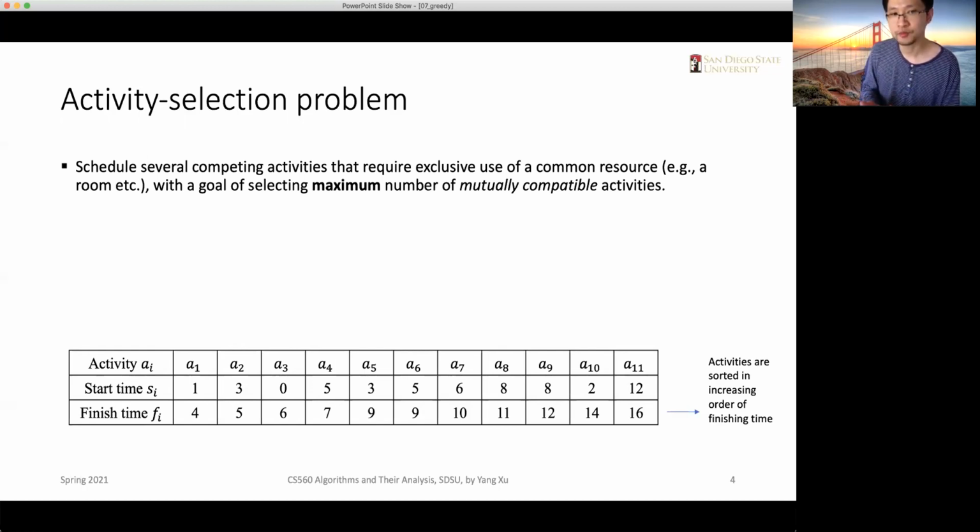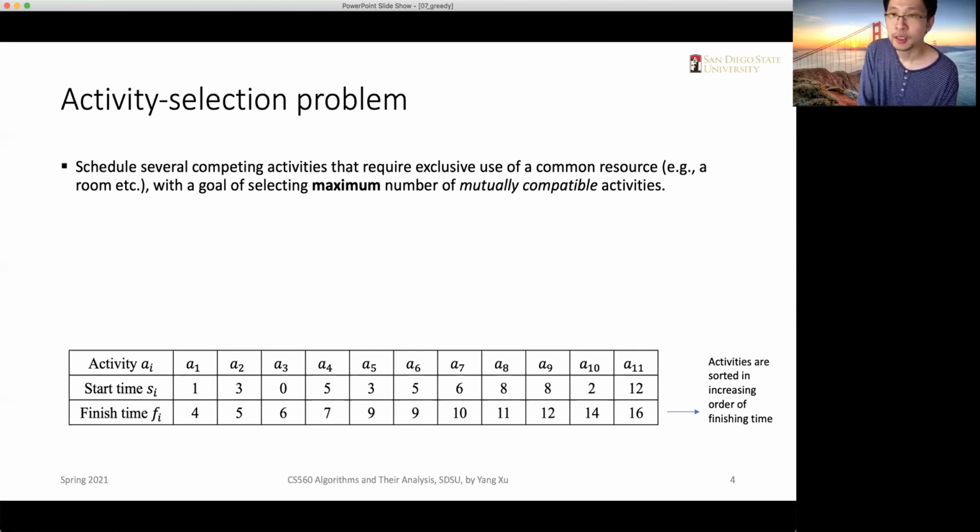Say we have some resource, a room space which is vacant, and we want to schedule activities using that room. Those activities actually compete with each other. We need to make sure that there's no conflict between the activities being scheduled, because they require exclusive use of the same room.